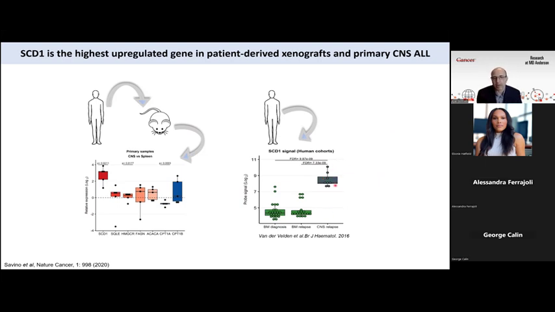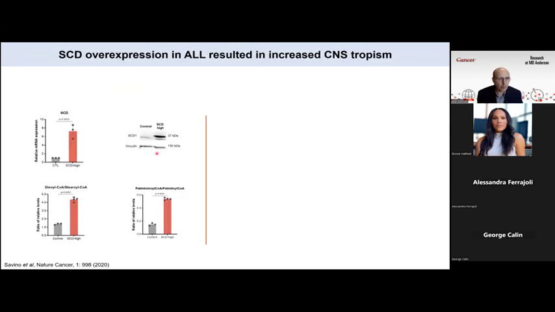There is a high level of expression of SCD, suggesting that the presence of SCD is indicative of the ability to metastasize to the brain. So we decided to focus on SCD. We overexpressed it in cells first. You can see here by protein and RNA.